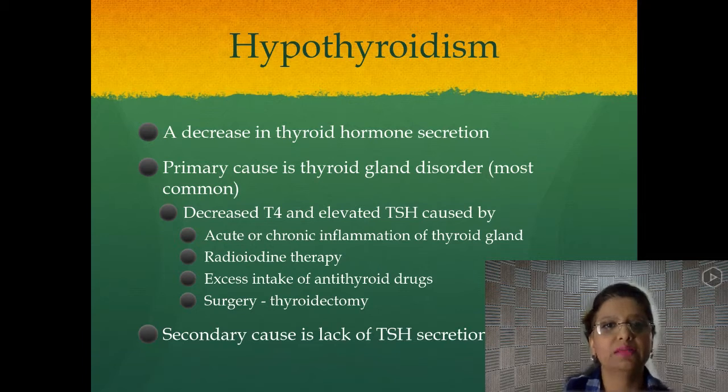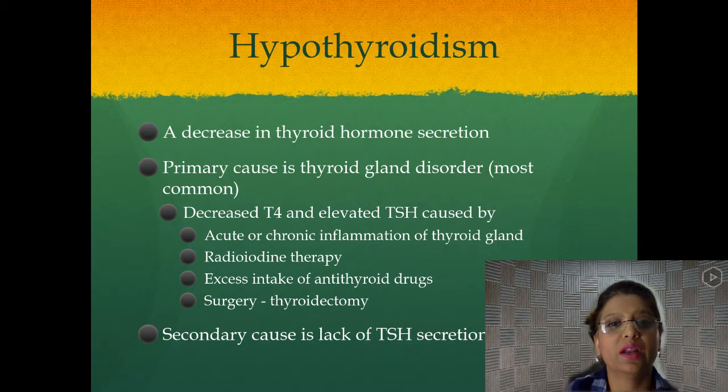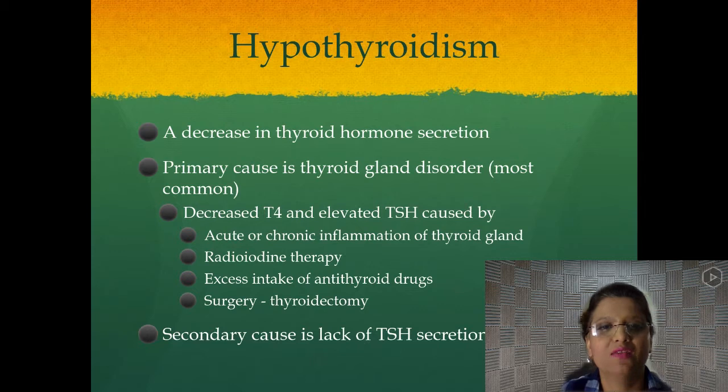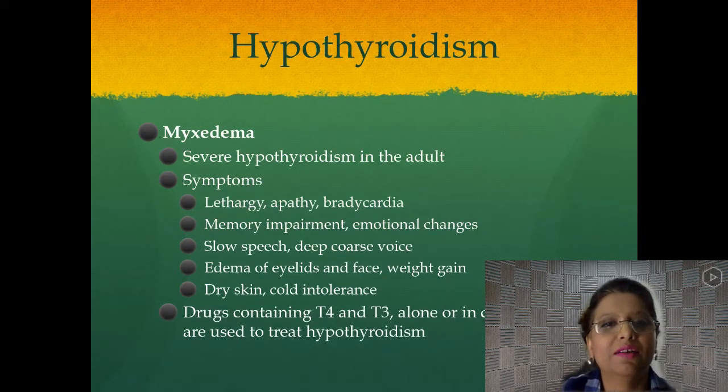Hypothyroidism. What is hypothyroidism? A low amount of thyroid secretion. A decrease in thyroid hormone secretion is called hypothyroidism. The primary cause of thyroid gland disorders is a decrease in T4 and elevated TSH. That could be caused by acute or chronic inflammation of the thyroid gland, radioiodine therapy, excessive intake of antithyroid drugs, and surgery, which is thyroidectomy. The secondary cause is lack of TSH secretion.